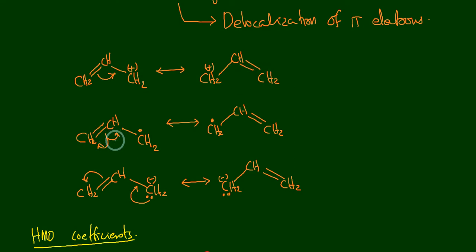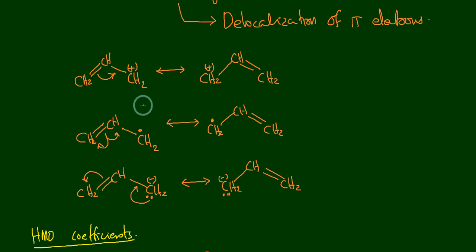And in the case of the radical also, you can see this type of electron movement. Then the radical center comes here, the pi bond comes here. And in the case of the anion, the electron moves here and this electron moves here. Then you get a negative charge here and a double bond here. What can you understand from here?